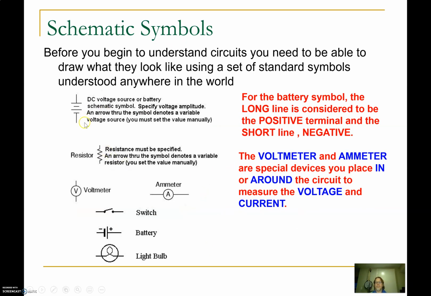So, schematic symbols. This is for your battery. This is for your voltmeter. There's your ammeter. There's your switch. There's your battery, with the longer side being positive. There's your light bulb with the tiny little filament in there. The voltmeter measures the electric pressure. The ammeter measures the flow of current. They are hooked up differently. We'll get into that in a moment.